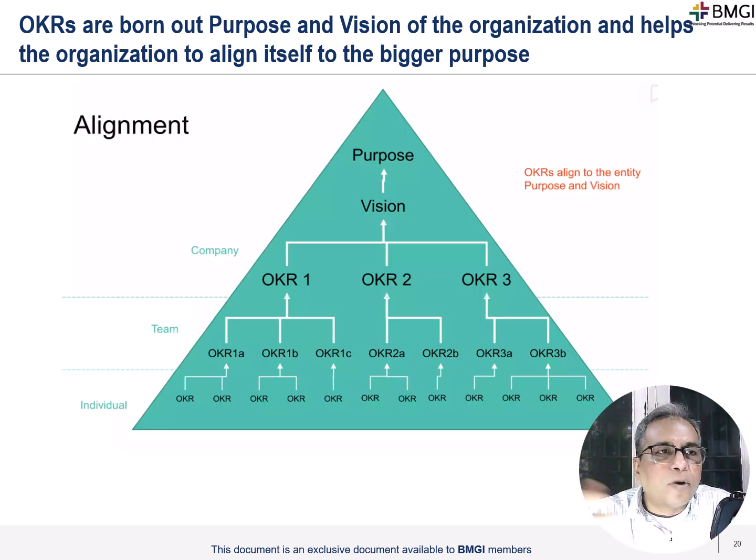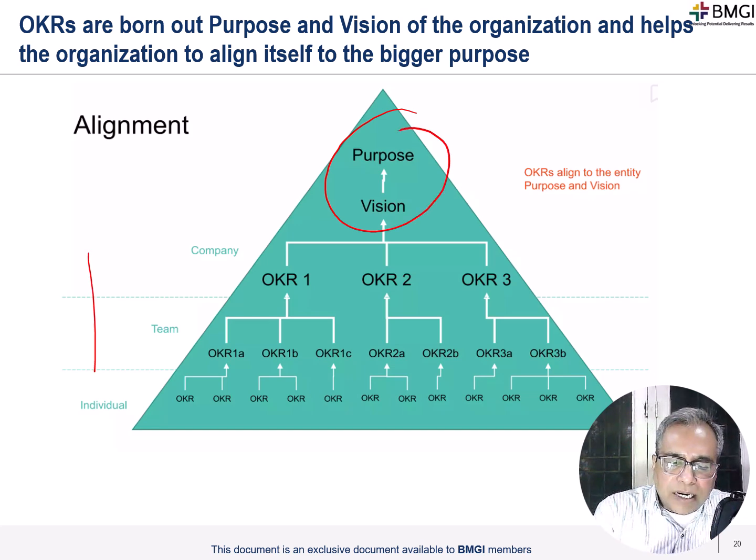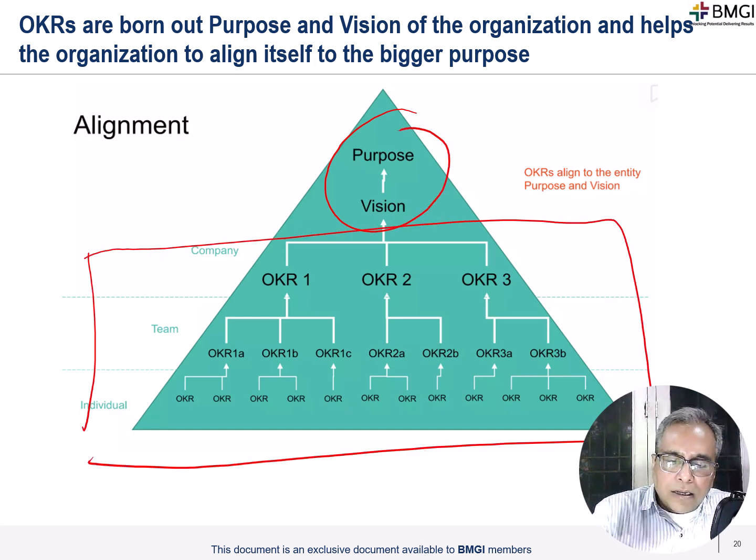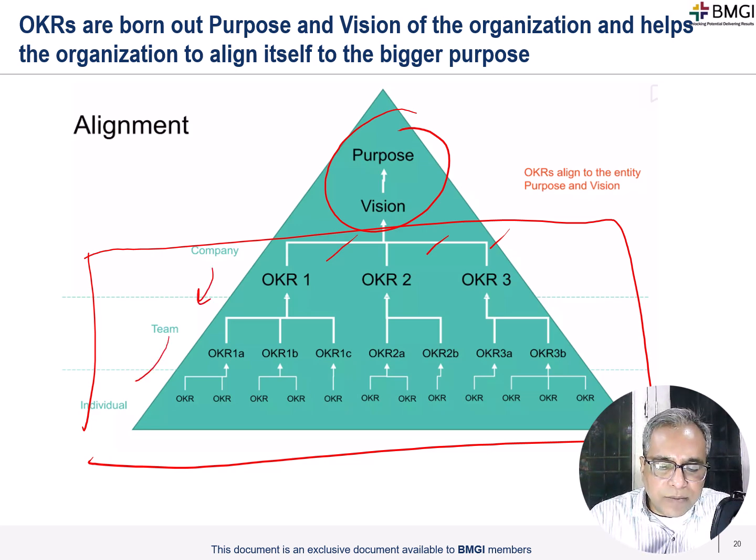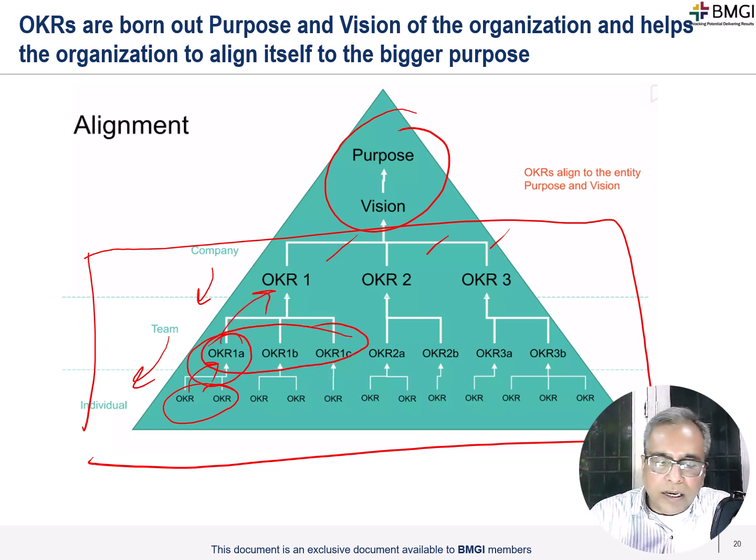Then OKRs are born out of purpose and vision, as I said, so it comes from purpose and vision. So this part is that most practical part. OKR 1, OKR 2, these three OKRs that we looked at, and then it goes down from company to team, and from team to the individual. So that's how it adds up, right? These two OKRs of the individual will aggregate to a team OKR. From the team OKR, all these three will aggregate to a company OKR. The company OKR comes from the vision and the purpose of the organization. So this is the tactical part.